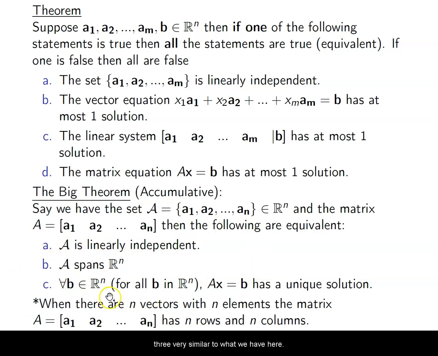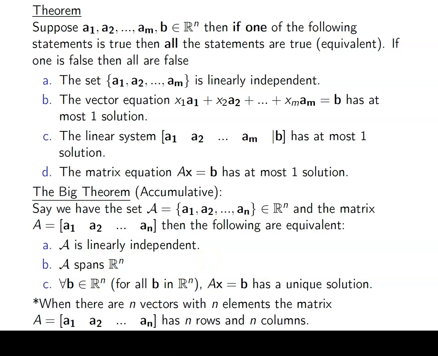So right now we only have 3. It's very, very similar to what we have here, but this relates linear independence with span and the existence of unique solutions. Again, this is going to grow to like 15 different items. So right now we got it while it's small. Very, very nice. We will expand on this topic.